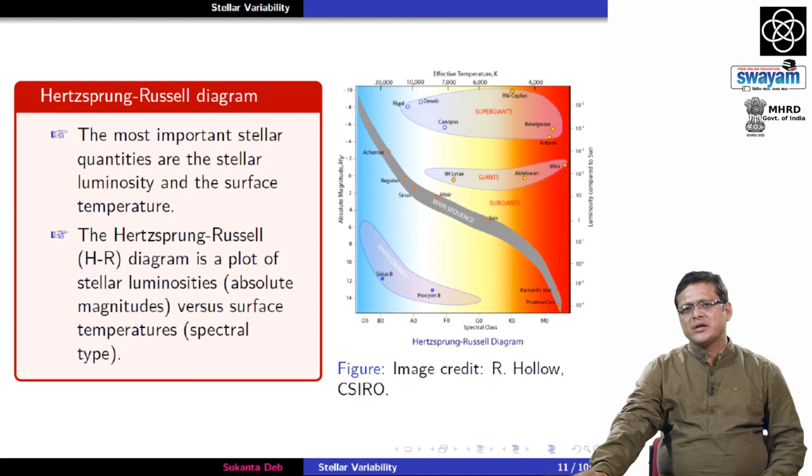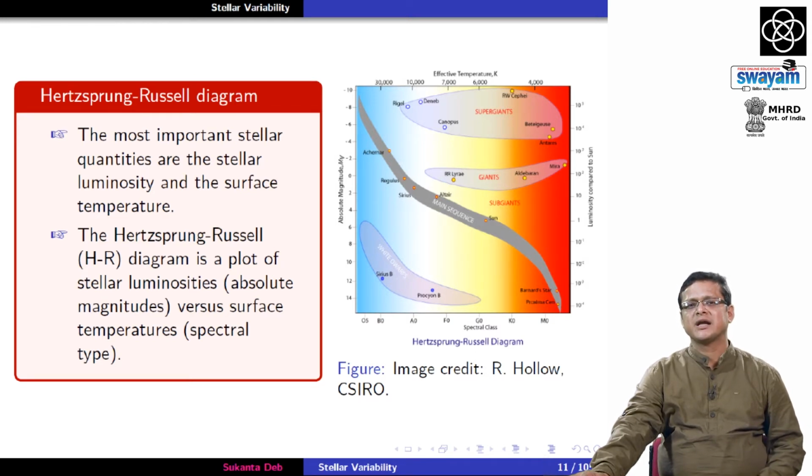Among the important astrophysical quantities are the stellar luminosity and the surface temperature. The Hertzsprung-Russell diagram is a plot of stellar luminosity or absolute magnitude versus surface temperature or spectral type.